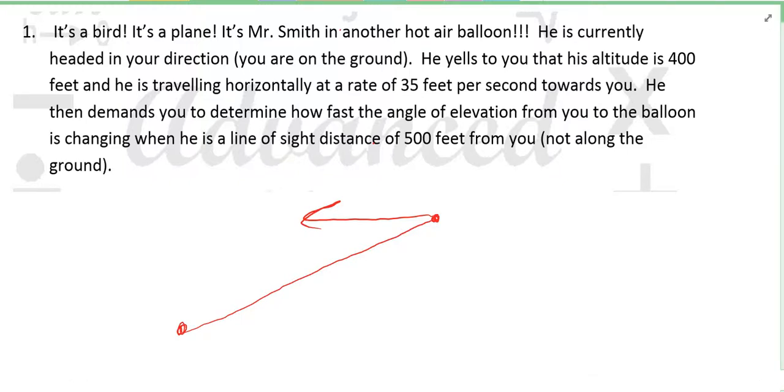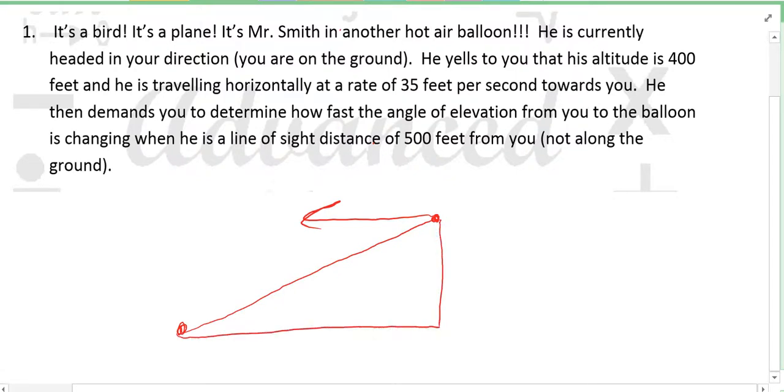My altitude is 400 feet, and I'm traveling horizontally. All that means is this side of the triangle back here is 400 feet, and it's not changing because I'm traveling horizontally.